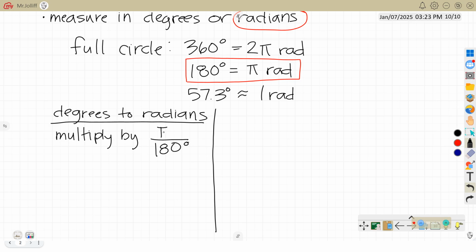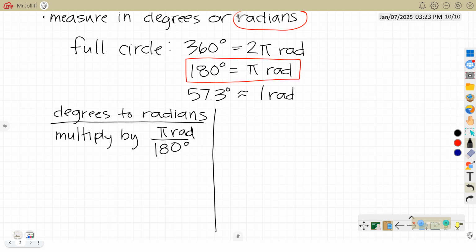And 180 degrees is equal to pi radians, so put pi on top. That fraction is equal to 1, because the numbers on top and bottom are measuring the same thing, the angle that forms when you have a straight line. It's the same physical quantity on top and bottom, so that fraction is 1. I'm not changing the number, I'm just changing its units. It's not cheating, I promise.